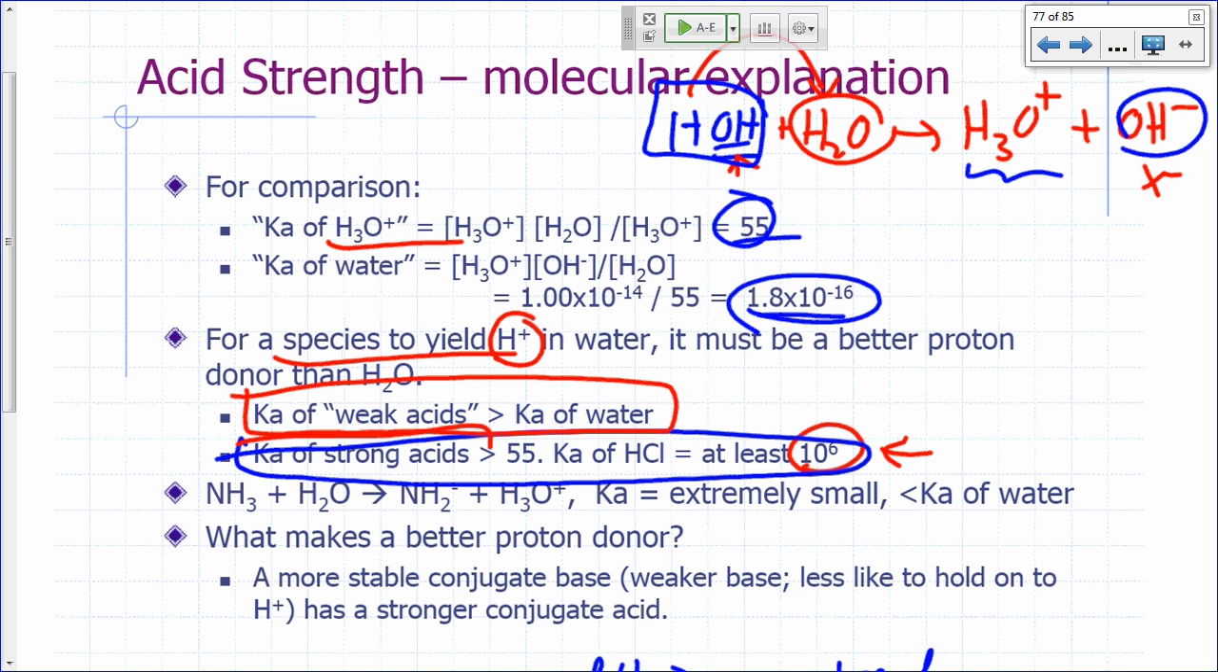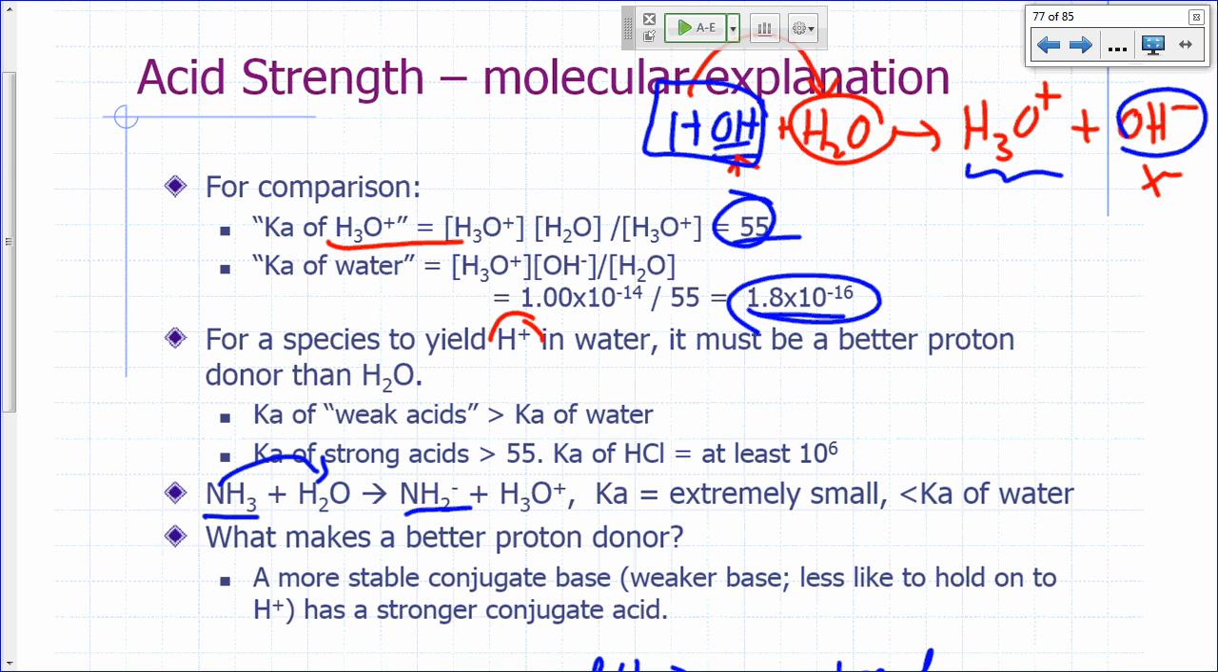If ammonia were to donate a proton to water, that will give you the amide ion plus hydronium. The Ka for this is extremely small. Ka is less than that for water. So ammonia doesn't give you an acidic solution. In fact, what ammonia does is rather take a proton away from water instead. Okay? So what makes a proton donor then?